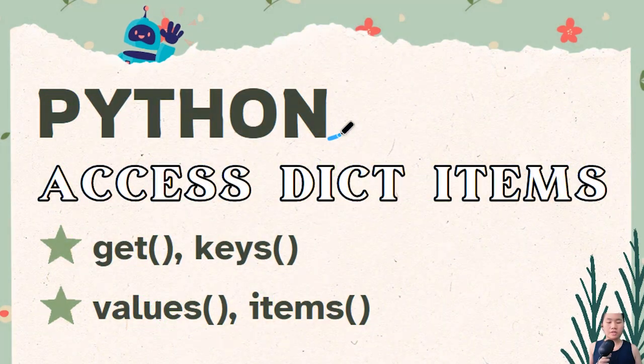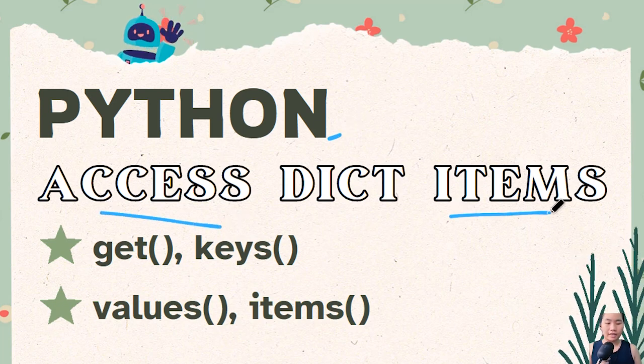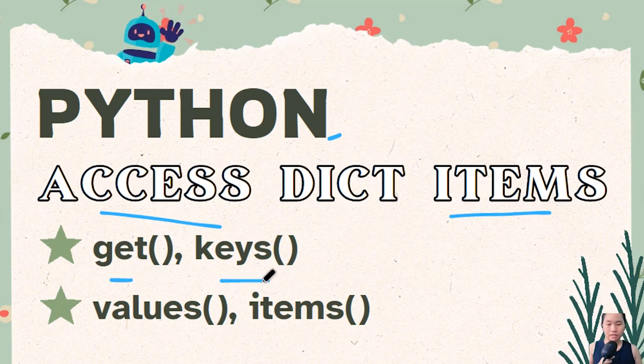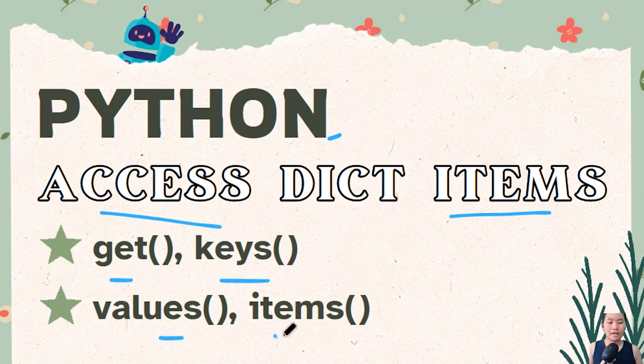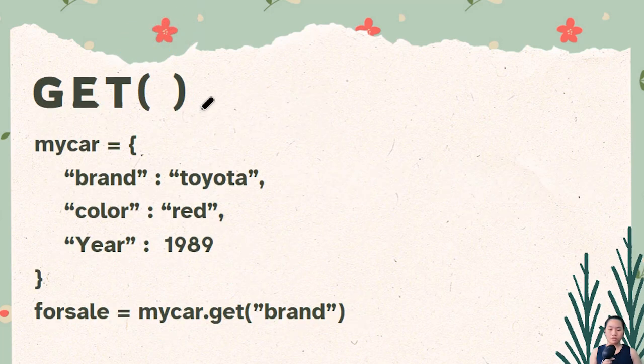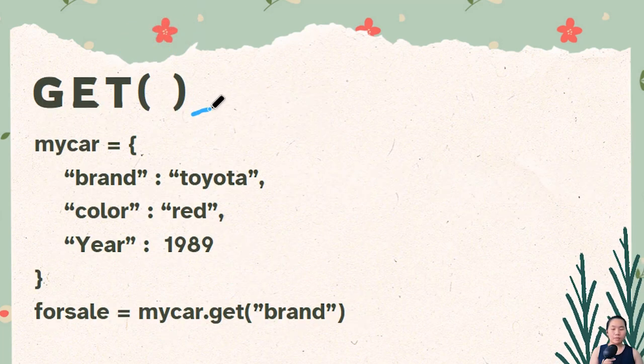So today's focus is going to be about accessing dictionary items. All right. The methods that we're going to take a look at are get, keys, values, and items. Okay, make sure to note the S behind them, and it's not just value, item, and key. Let's take a closer look at the get method.